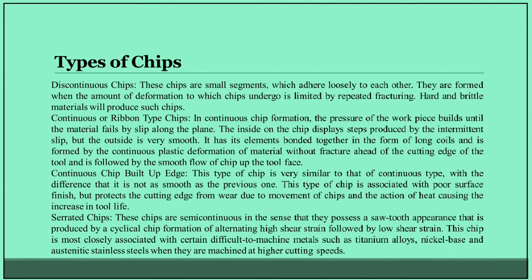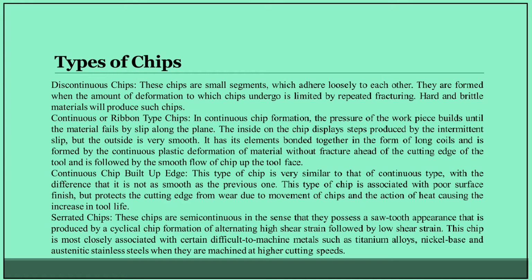Types of chips. After the previous video, first one is continuous chip built up edge. This type of chip is very similar to that of continuous type, with the difference that it is not as smooth as the previous one. This type of chip is associated with poor surface finish but protects the cutting edge from wear due to movement of chips and the action of heat causing the increase in tool life.